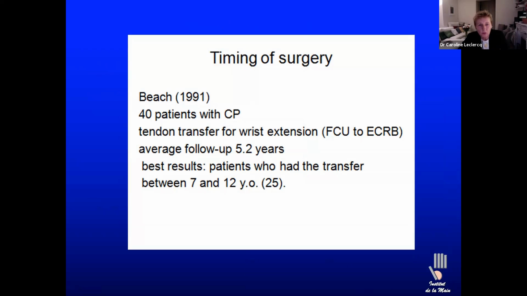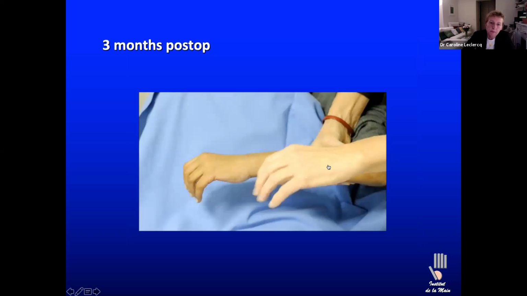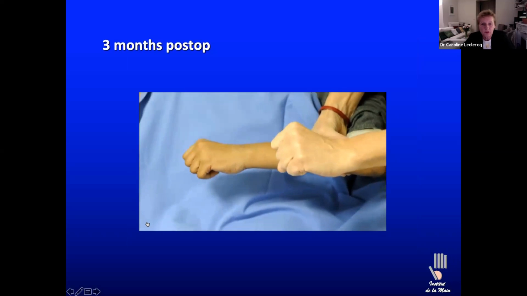This has been shown many years ago that when doing tendon transfers for wrist extension, and here the choice was the FCU to the ECRB, the best results were in patients who were between 7 and 12 years old. So if you want to do tendon transfer in children, do them early. This is a result of such an operation at 3 months post-op.